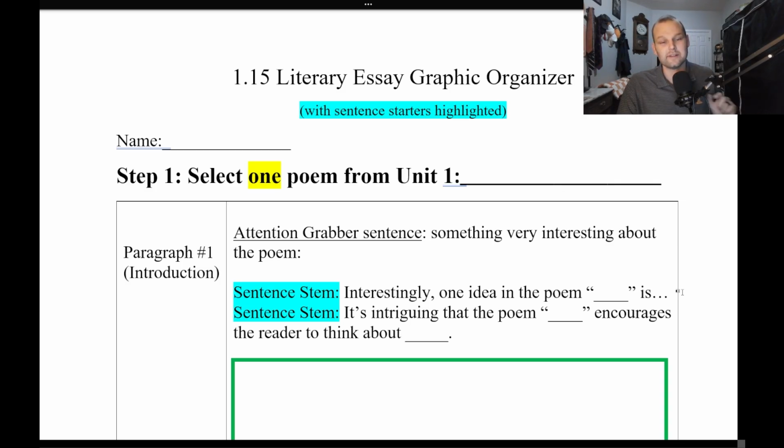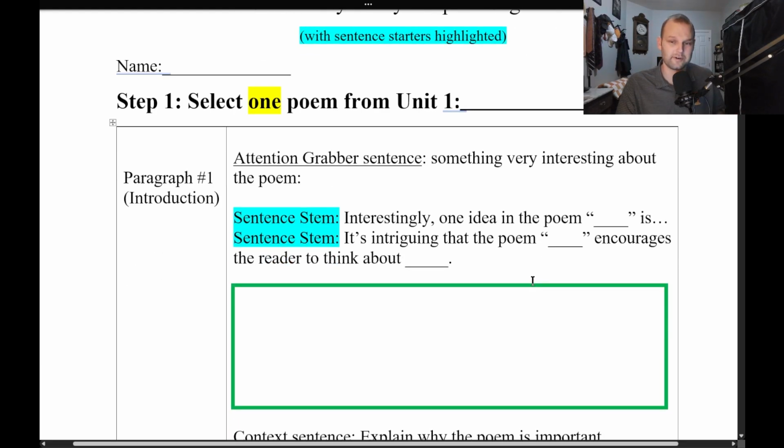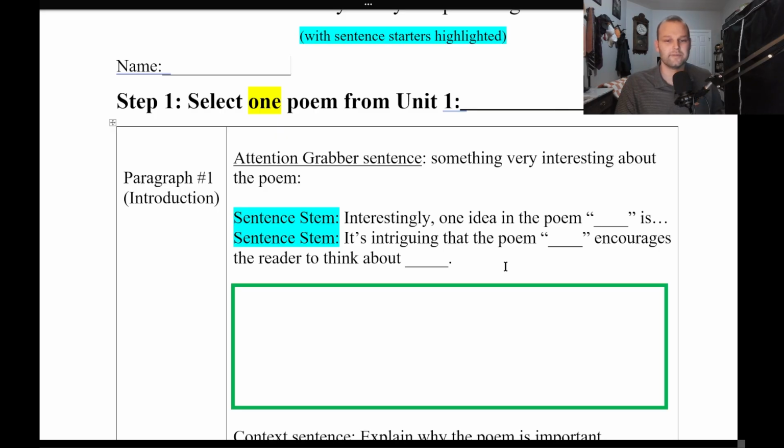Step one, select a poem or a short story that you're going to analyze, whatever piece of literature you want to analyze. And then your introduction paragraph should start with an attention grabber. You don't even necessarily have to name the poem in your first sentence, although you could. So, interestingly, one idea in the poem blank is blank. It's intriguing that the poem blank encourages the reader to think about blank. So grab the reader's attention.